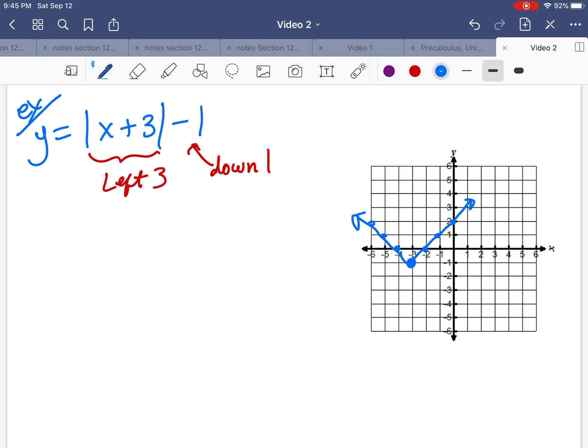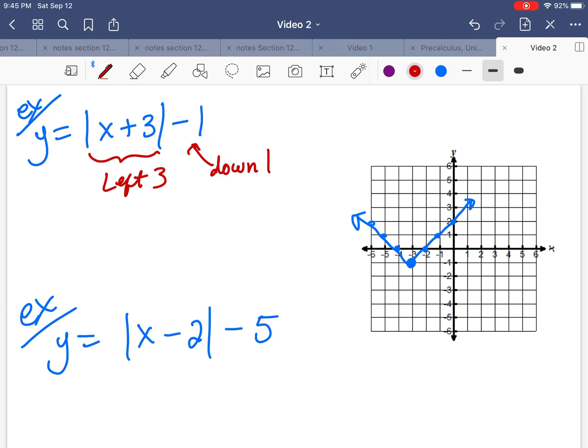Okay, so I want you to tell me in the Edpuzzle what you think is going to happen to this. If I put absolute value of x, I put -2, and then I put -5. What direction do you think I'll have to move that center point?